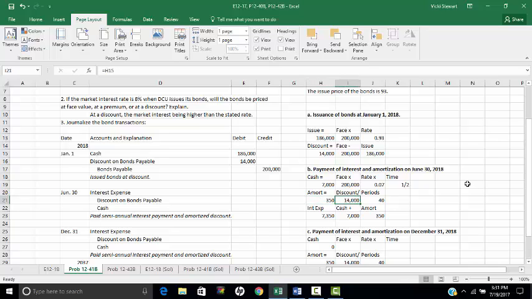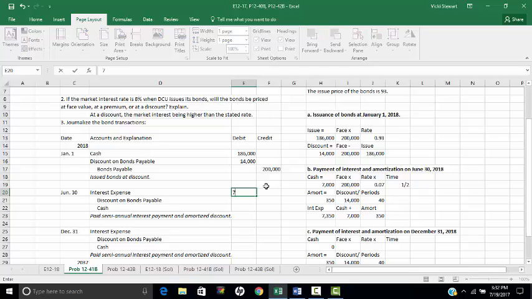The discount was $14,000. We will be paying interest on these bonds 40 times, 20 years, twice a year. So we take the discount on the bonds, divide it by the 40 interest periods, and we get a discount amortization amount of $350. So our interest expense is equal to the cash amount of interest we pay, $7,000, plus the amortization of the bond discount of $350, for a total of $7,350.